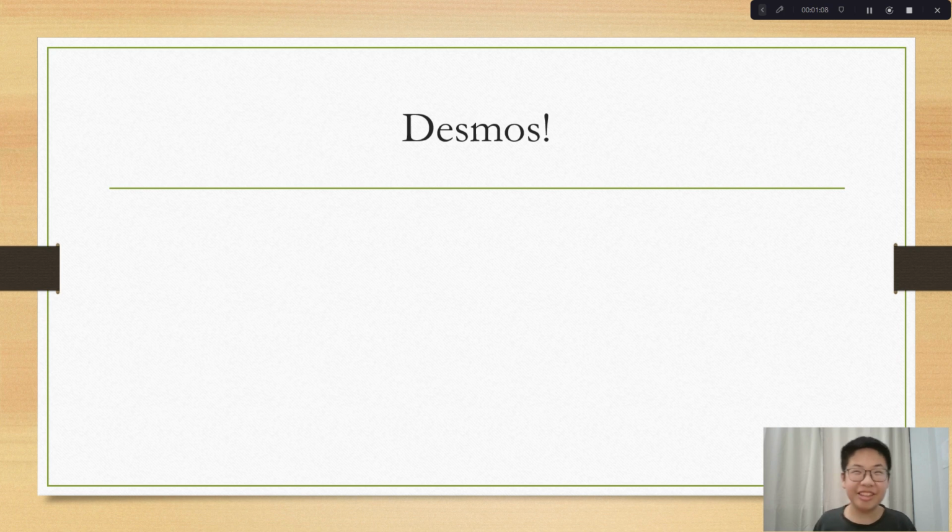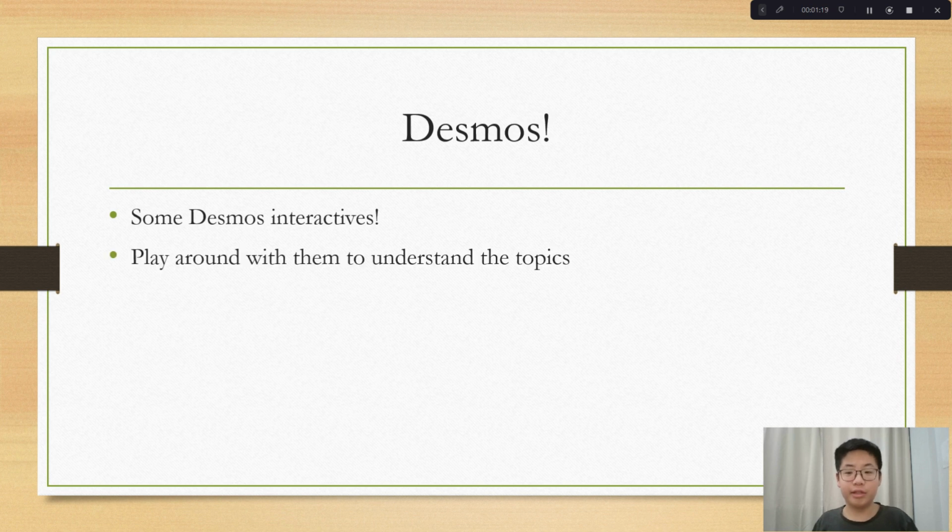But don't forget, in coordinate geometry, you have your very handy tool, Desmos. Desmos is actually a very interesting interface to work with, and there'll be some Desmos interactives in the description. You can also play around with them to understand the topics. If you are not content with Desmos, you can also make interactives in your software of choice. It includes GeoGebra or Mathematica or whatever simulation you like, whichever you're most familiar with, okay?